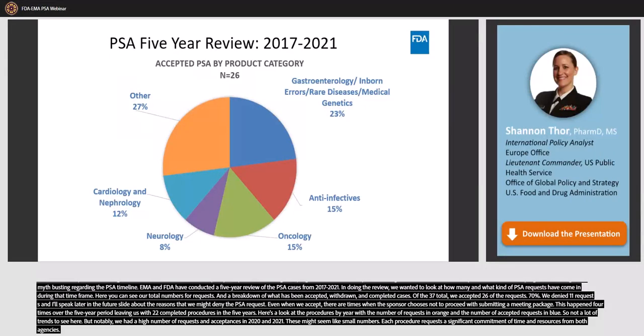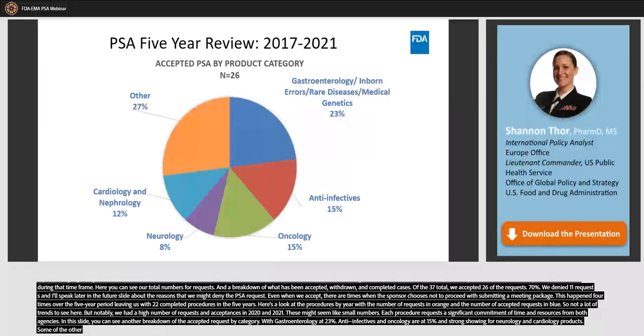In this slide, you can see another breakdown of the accepted requests by category, with gastroenterology, rare diseases, and medical genetics at the highest category at 23%. Anti-infectives and oncology are each at 15%. And there's also a strong showing for cardiorenal and neurology products. Some of the other category of products included one-offs in rheumatology, dermatology, diabetes, and ophthalmology.